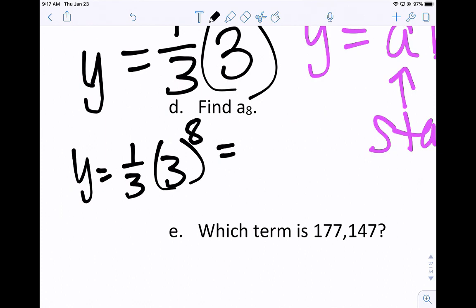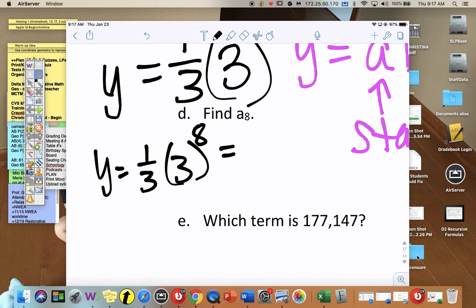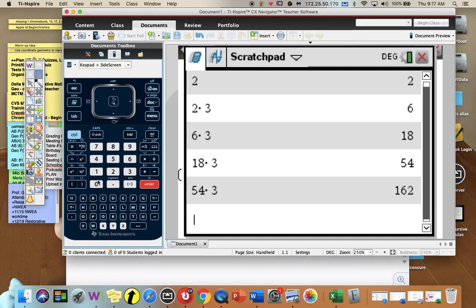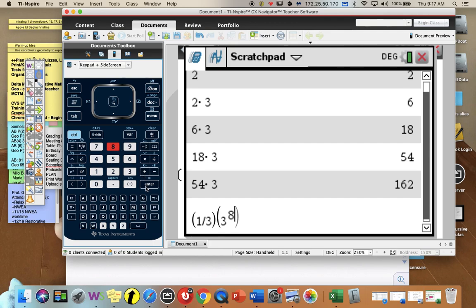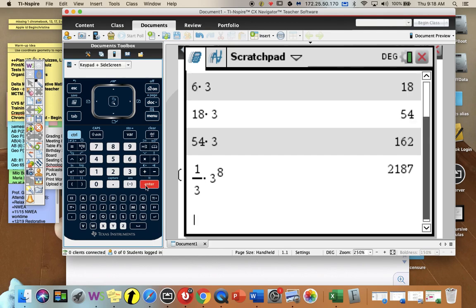So we'll put an 8 in right here. And I'm going to type that in our calculator. Okay, so I'll use parentheses, or you can use the fraction key. So 1/3 times 3 to the power of 8. And so our 8th term would be 2,187. Or in your calculator, you can program your calculator to do it recursively. Which term is 177,147?